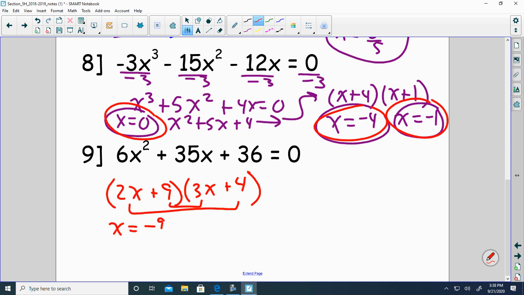So let's solve those. Subtract 9, divide by 2. Subtract 4, divide by 3. And there's our answers there. Again, if you have questions, let's go over it. Talk to me in class.